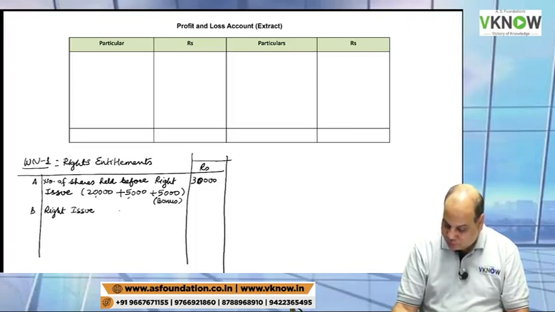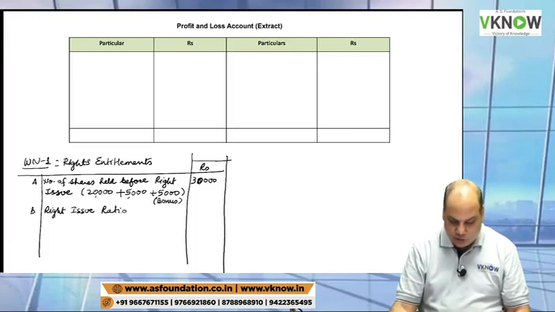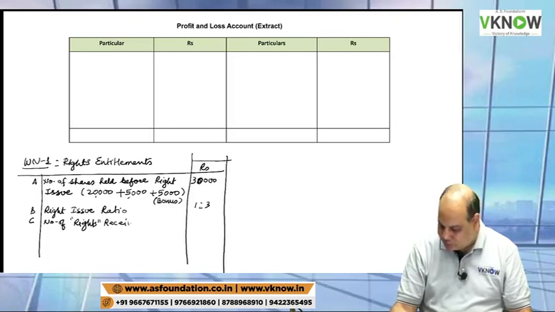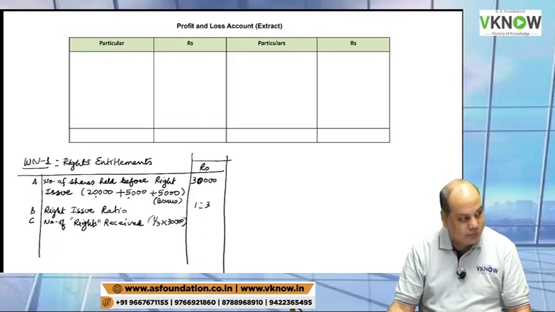Right issue ratio. What was the right issue ratio? 1 is to 3. Number of rights received: 1 by 3 into 30,000, that is 10,000.